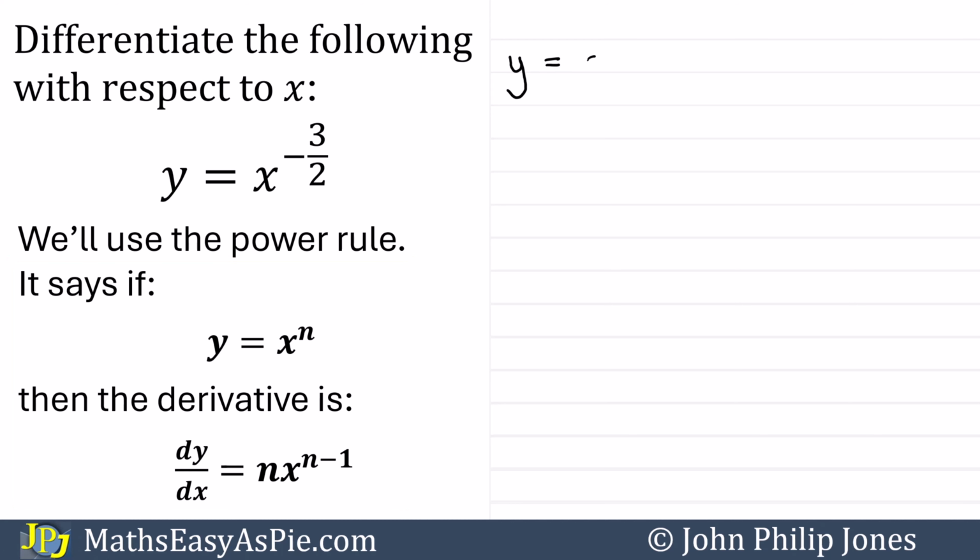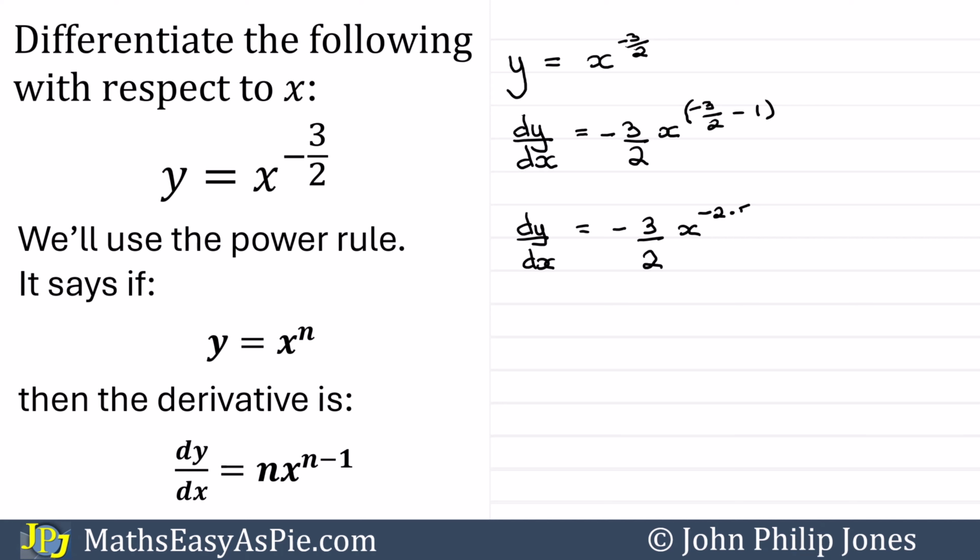Writing out y equals x to the power minus 3 over 2, I'll write dy dx equals, and I'll bring down the minus 3 over the 2, and then I'll use that to multiply the x, and from the minus 3 over 2 I'll subtract the 1, and I'll surround that by brackets so it is clear. I will continue by writing dy dx equals minus 3 over 2 x to the minus 2.5.